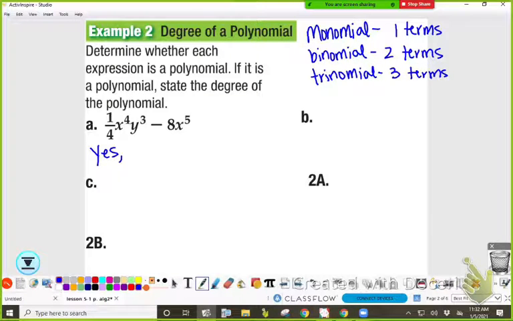Now that it's a polynomial, I need you to tell me, is it a monomial, binomial, or trinomial? This is one term, that's one term. So it's a binomial.